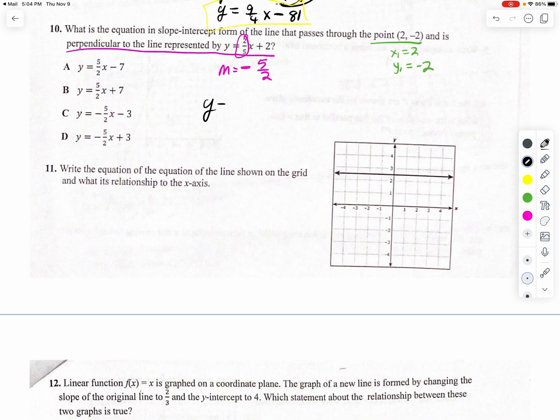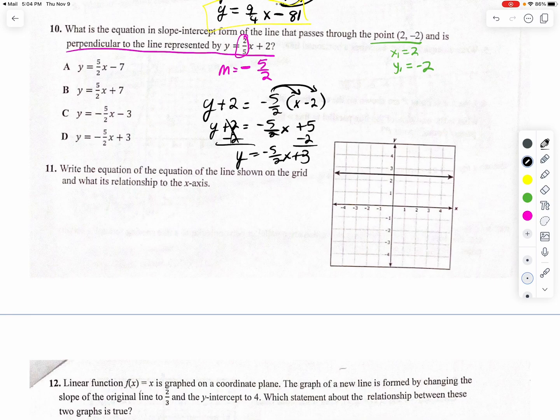From here, plug it in. So that's y minus or plus 2 equals negative 5 over 2 times x minus 2. From here, you got to do some distributing, negative 5 over 2 inside. And that's y plus 2 equals negative 5 over 2x. Negative 5 over 2 times negative 2 is just plus 5. Subtract 2 from each side here. We have y equals negative 5 over 2x plus 3. And that's D.